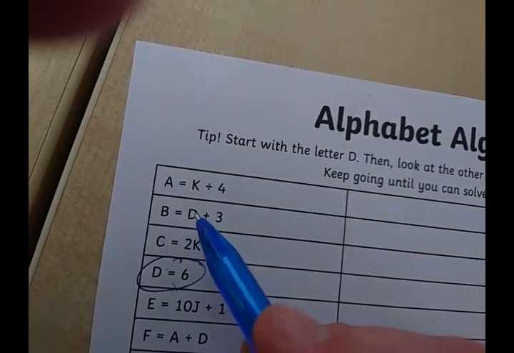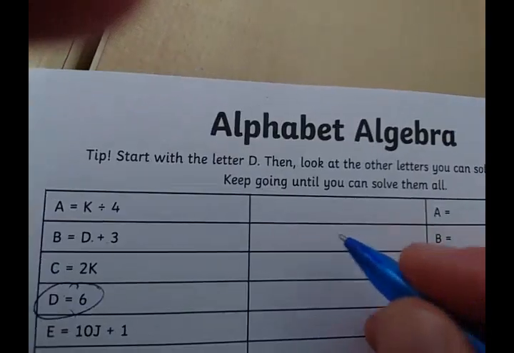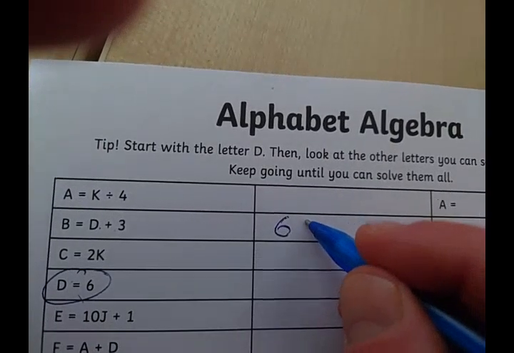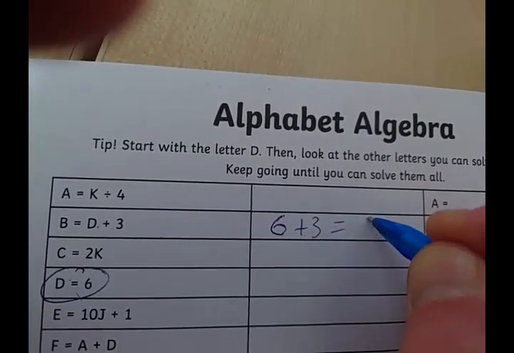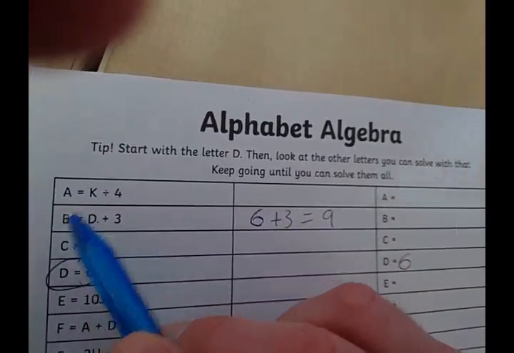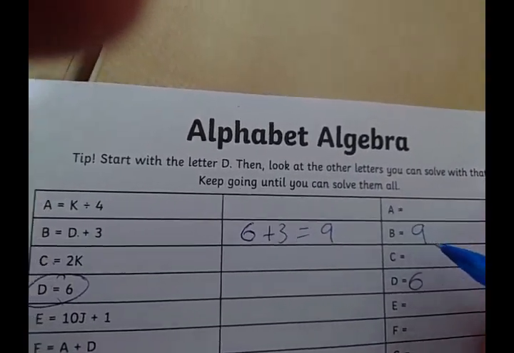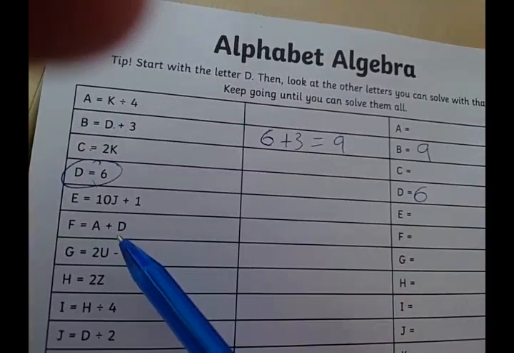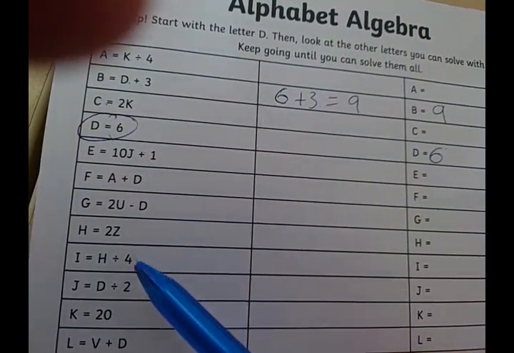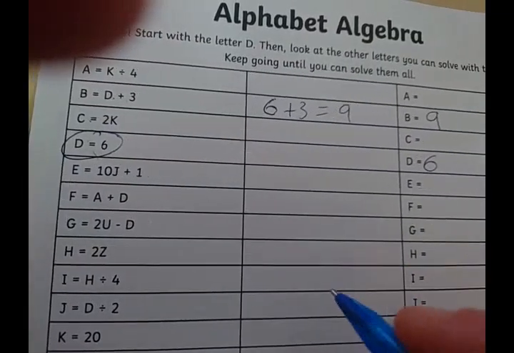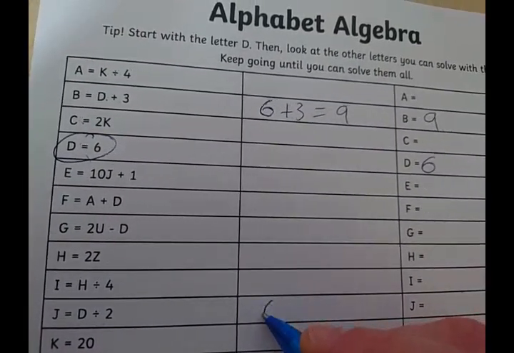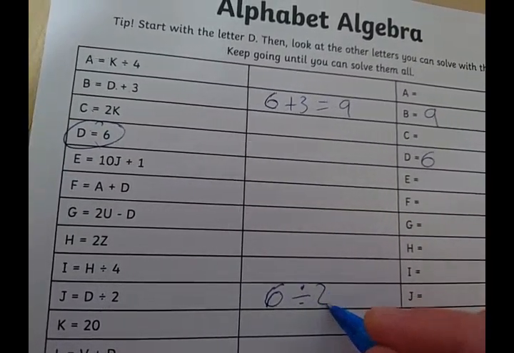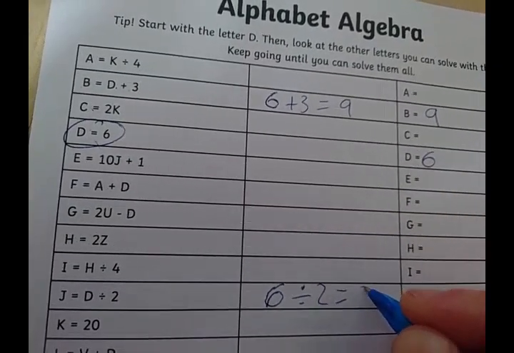Okay. Now let's find another one with D in it. Okay, so B is D plus 3. Now, D plus 3, we already know what D is. We worked out what D is, 6 plus 3, which equals 9. So now we know what B is. B is 9. I don't know what K is yet, so I can't do K. Any with just B or D? Just B or D. Here we go. D divided by 2. We know that D is 6. So 6 divided by 2 equals J, which in this case is 3.